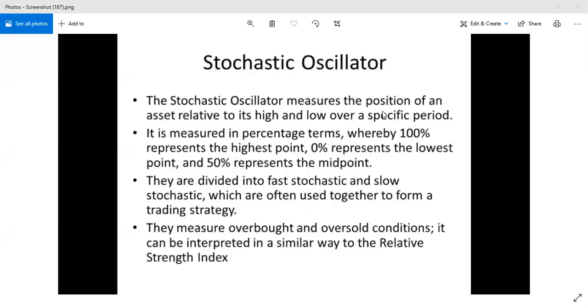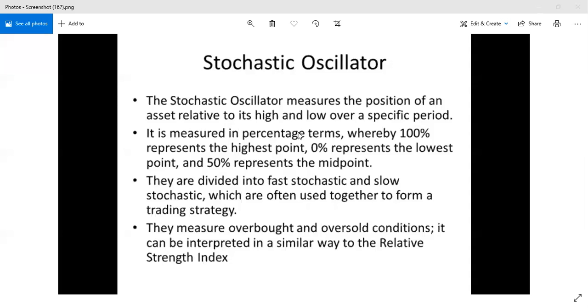Good morning to all. Let's start the second very important momentum indicator, that is the stochastic oscillator. In this, we generally measure the highs and lows of a specific period, and where the current price is relative to them.